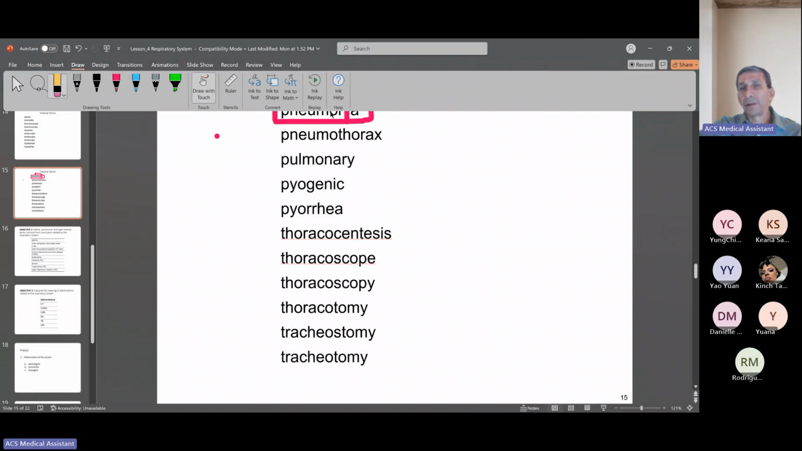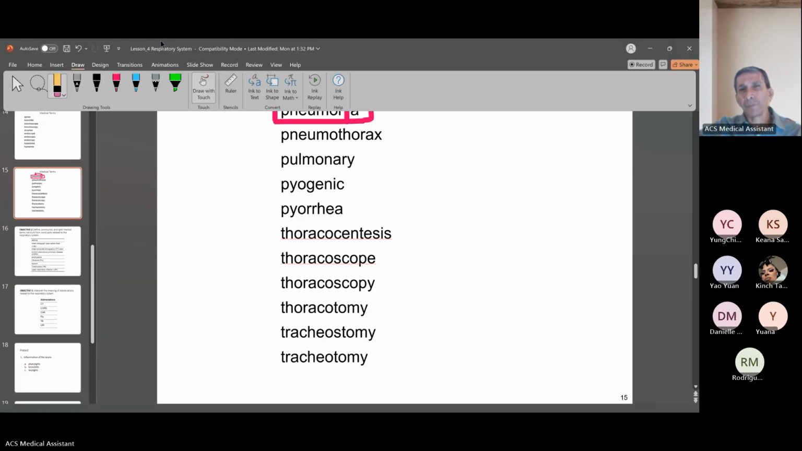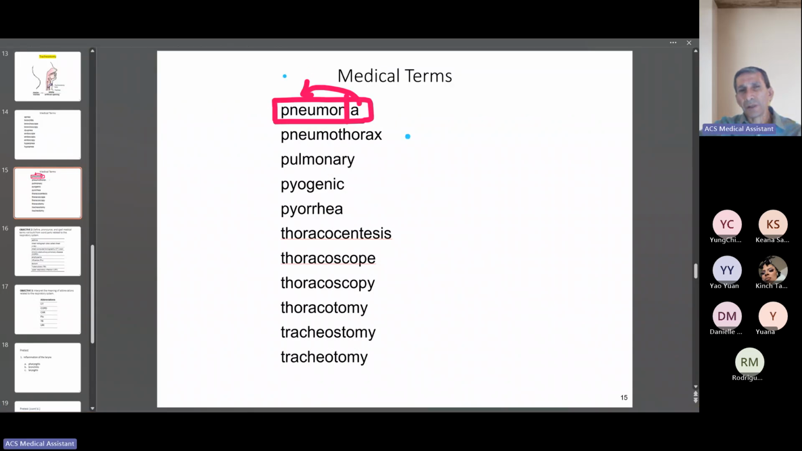So again, pneumon is the word root, and this is the suffix, ia. Condition of the lungs. And what is it that the lungs do? Move air in and out of the lungs. So it can be a condition of breathing. So either or, it is a correct definition.